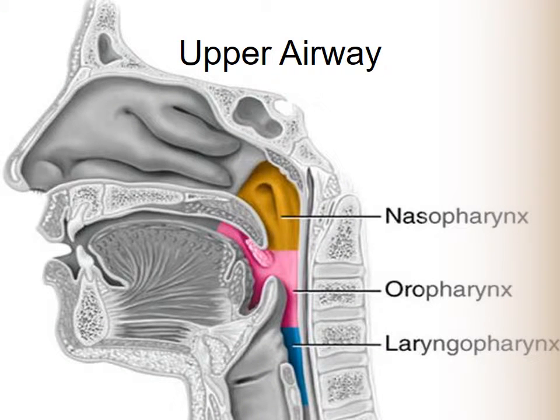So again, just to see some of the different areas, the nasopharynx, we're going to have an airway called a nasopharyngeal airway, which is that flexible tube that goes into the nose that helps open the airway. And then we also have an oropharyngeal airway that we put in the mouth that holds the tongue off the back of the throat.